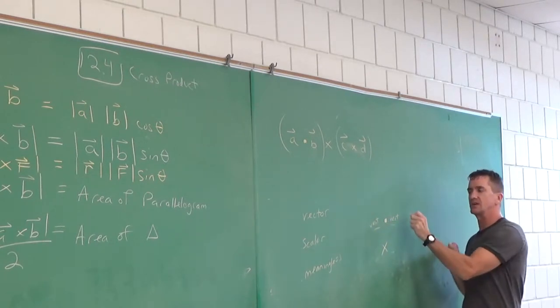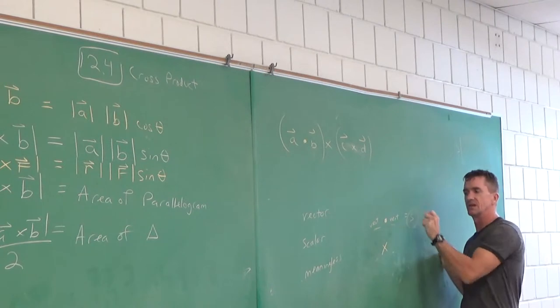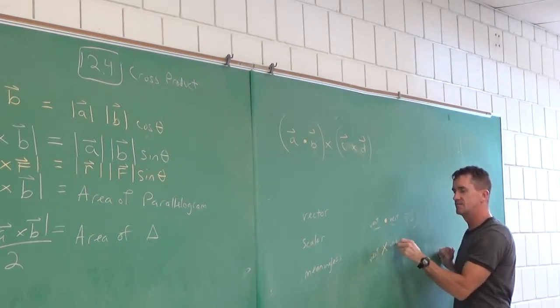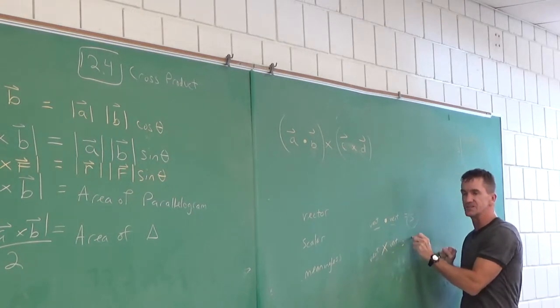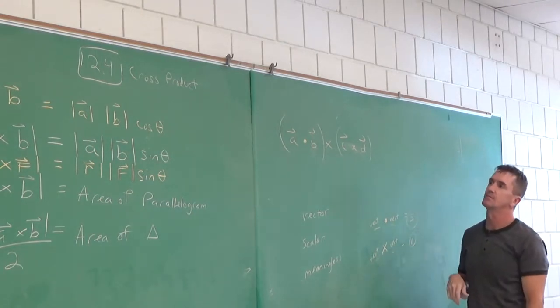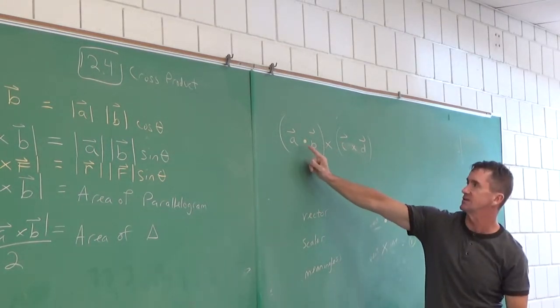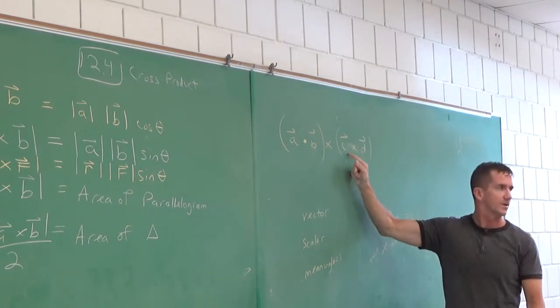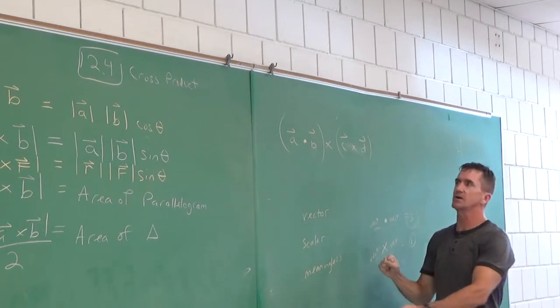When you dot two vectors, what's the result? Scalar. What happens when you cross two vectors? Vector. That's probably what we need to know when we do the problem. So everything looks good. There's a dot, a vector and a vector. There's a cross, a vector and a vector. Looking good so far.